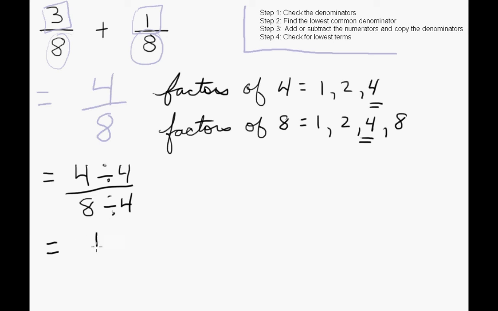4 divided by 4 gives us 1. 8 divided by 4 gives us 2. Now it should be intuitive that because we use the greatest common factor, the resulting fraction is going to be in lowest terms. And 1/2 is in lowest terms because there is no number that divides into both 1 and 2 to make this fraction any smaller.